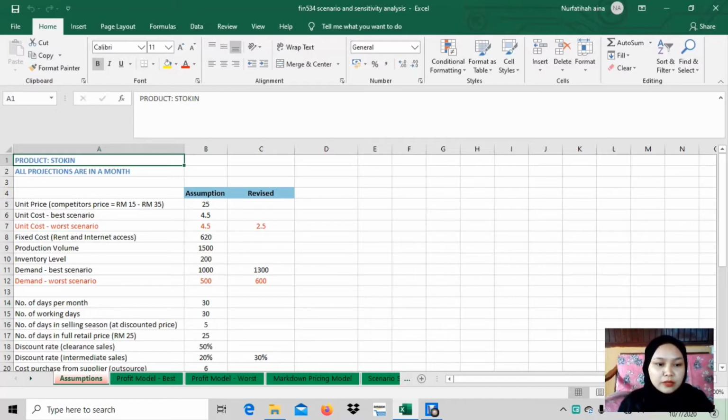The production volume that I want to produce is 1500 units, and out of these 1500 units I decide to store 200 units as my inventory level. Then 1300 units are left. Out of these 1300 units, I assume that I can sell 1000 units of my product to customers in a month. And for the worst scenario, I assume that I can sell 500 units in a month.